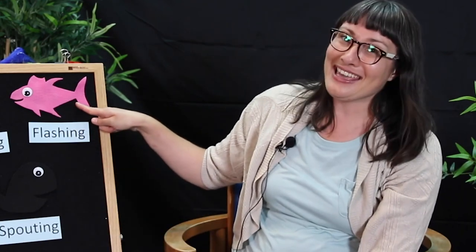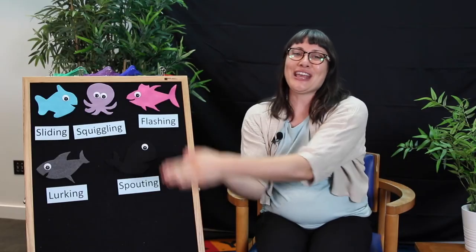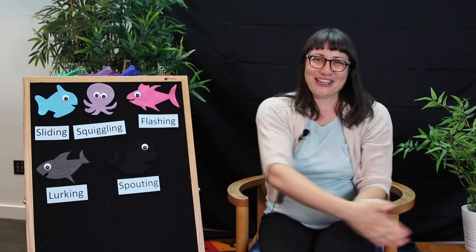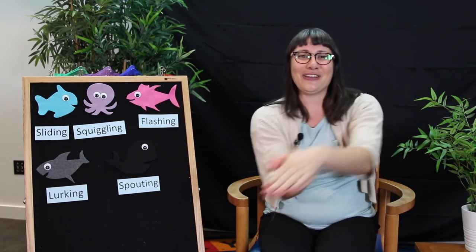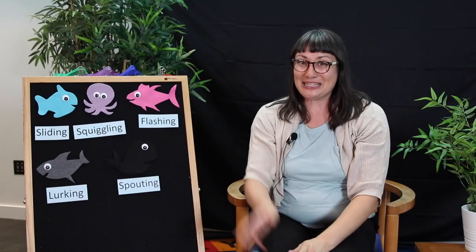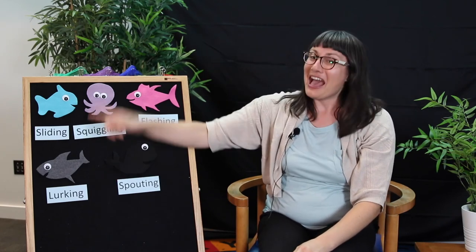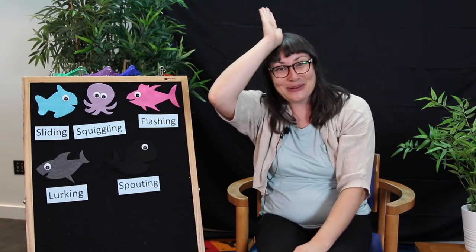Gulp, gulp, gulp. Oh no! It's been eaten by a tuna fish, a tuna fish, flashing through the water. A tuna fish, a tuna fish. Gulp, gulp, gulp. Oh no, it's been eaten by a great white shark, a great white shark lurking in the water. A great white shark, a great white shark.